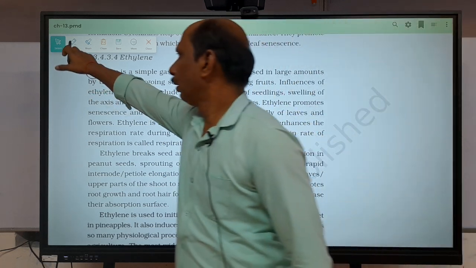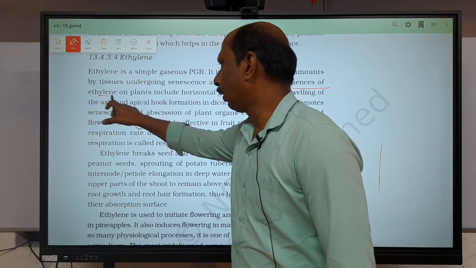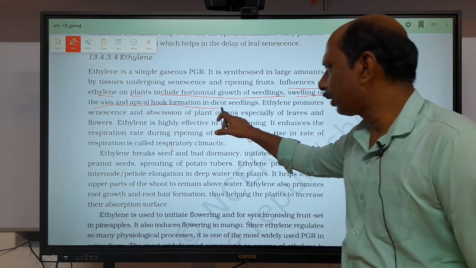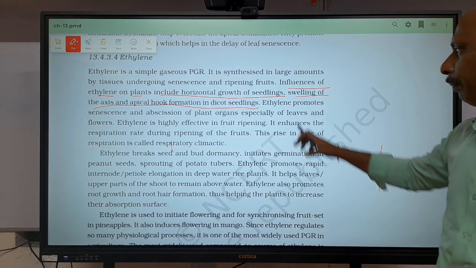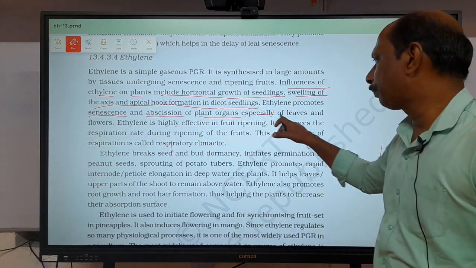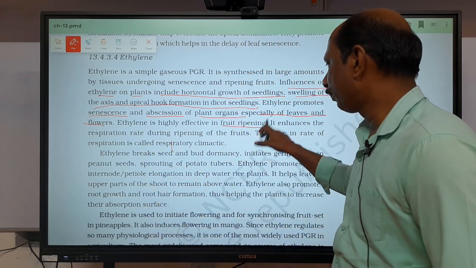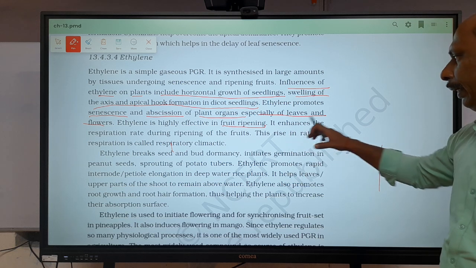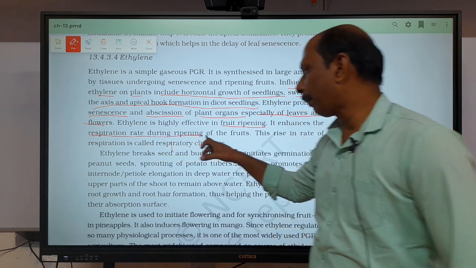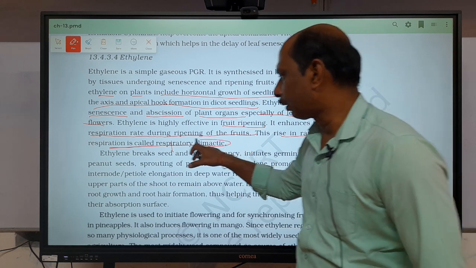Now, what are the functions of this one? Influences of ethylene on plants include horizontal growth of seedlings, swelling of the axis and apical hook formation in dicot seedlings after growth, right? Ethylene also promotes senescence and abscission of plant organs, especially of leaves and flowers. Ethylene is highly effective in fruit ripening, so we use ethephon right now. It enhances the respiration rate during ripening of the fruits, and this rise in the rate of respiration is called the respiratory climacteric.